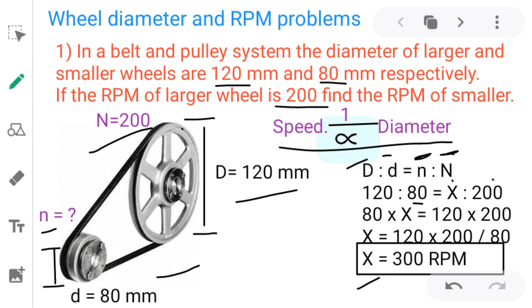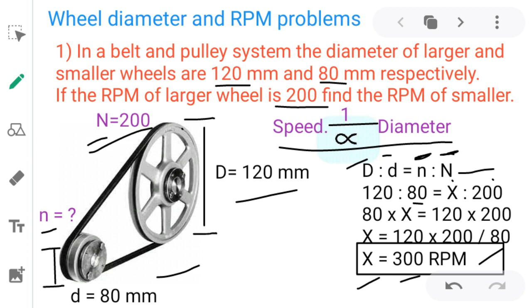As we know, the diameter decreasing, the RPM is increasing. The larger wheel is having lesser RPM and smaller wheel is having higher RPM. That is the ratio that becomes inversely proportional. The speed is inversely proportional to diameter. We should be careful in writing the equation for inversely proportional problems.